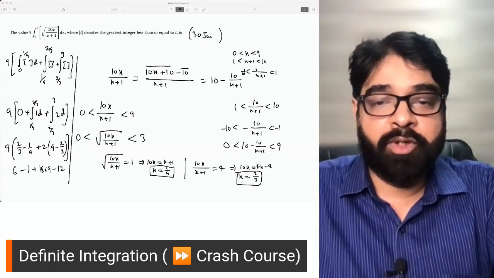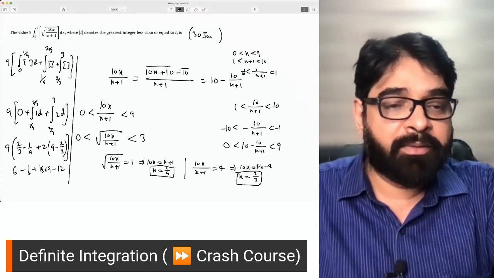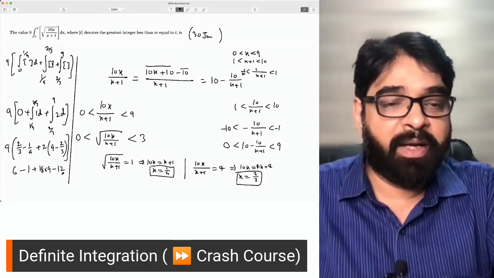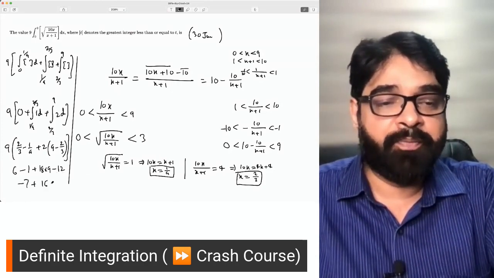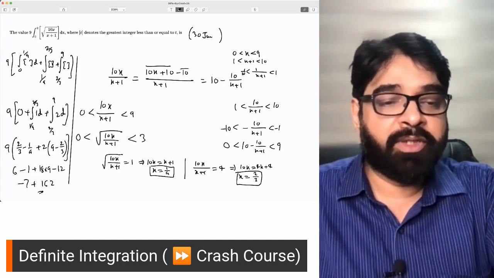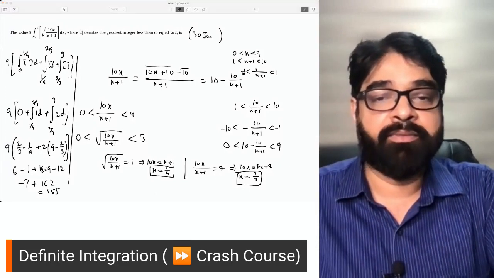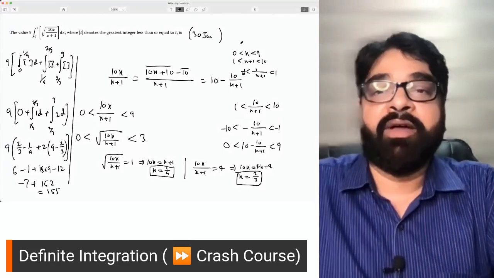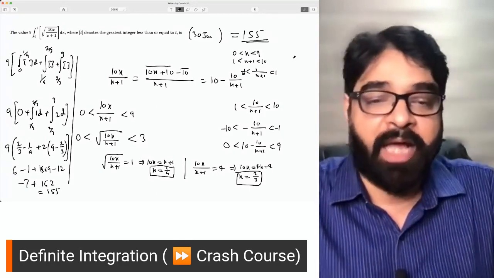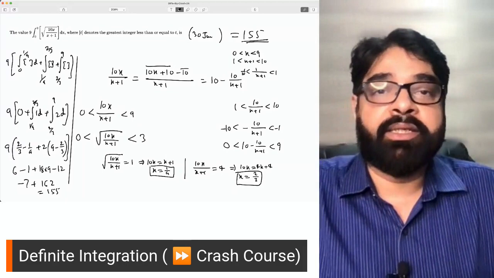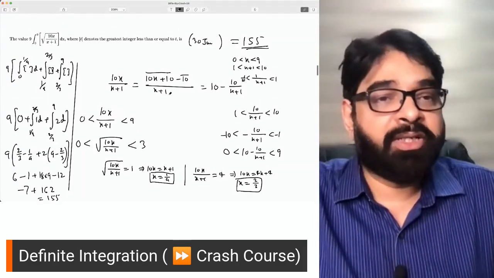So this is going to be equal to 6 minus 1, 5, 5 minus 12, minus 7, plus 162. So 162 minus 7 is 155. Yes or no? Yes, the answer will be 155. I guess if I didn't make any calculation mistake, this should be the answer. Is it clear to everybody? Have you understood the logic I applied?